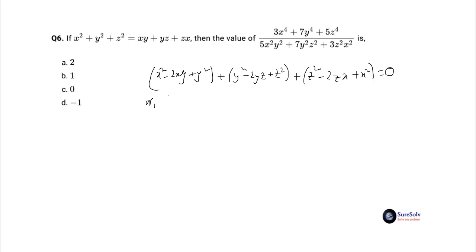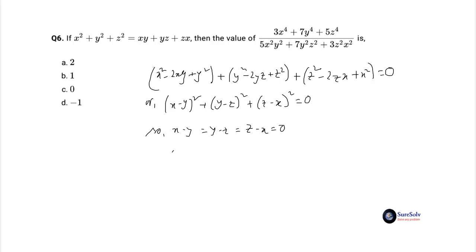Or x minus y whole square plus y minus z whole square plus z minus x whole square equal to 0. As this is a sum of square expressions equal to 0, each of the square must be 0, and so x minus y equal to y minus z equal to z minus x equal to 0. Or x equal to y equal to z.